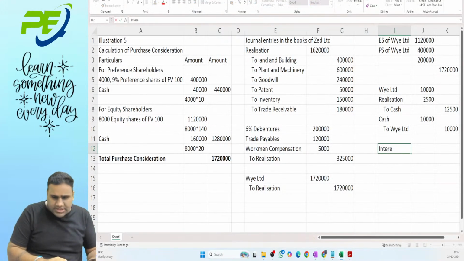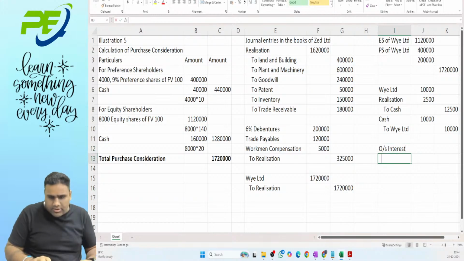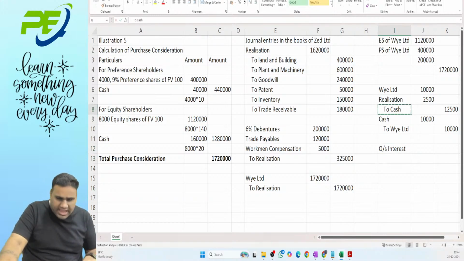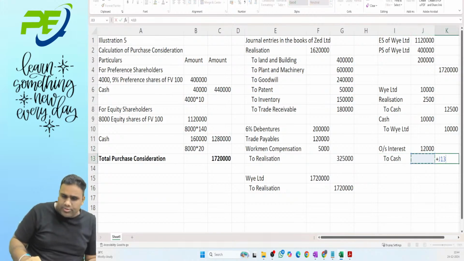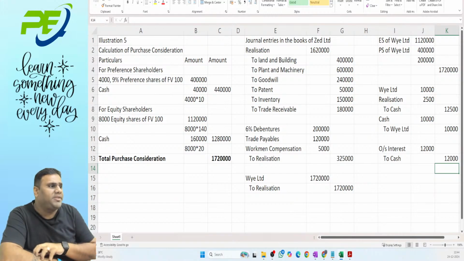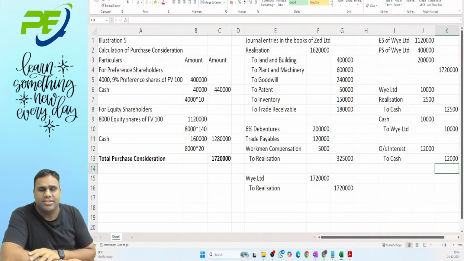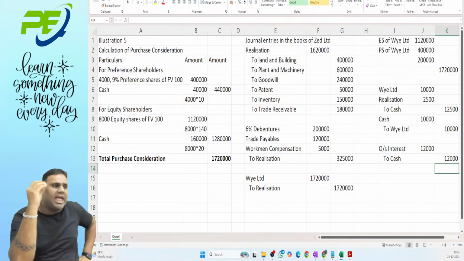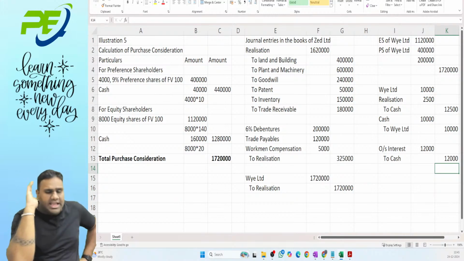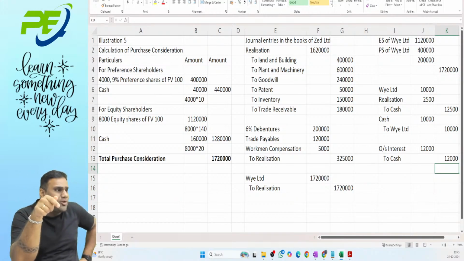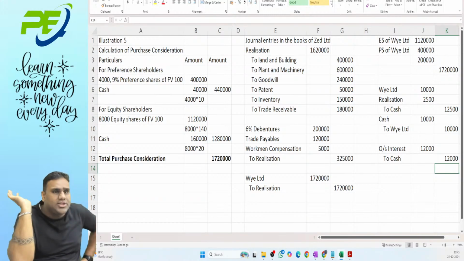So, outstanding interest to cash, 12,000. Now, here there is a small difference between multiple suggested answers. Few suggested answers pass liability to bank. Few suggested answers pass a due entry and then a payment entry. In this case, outstanding interest to debenture holder to bank.